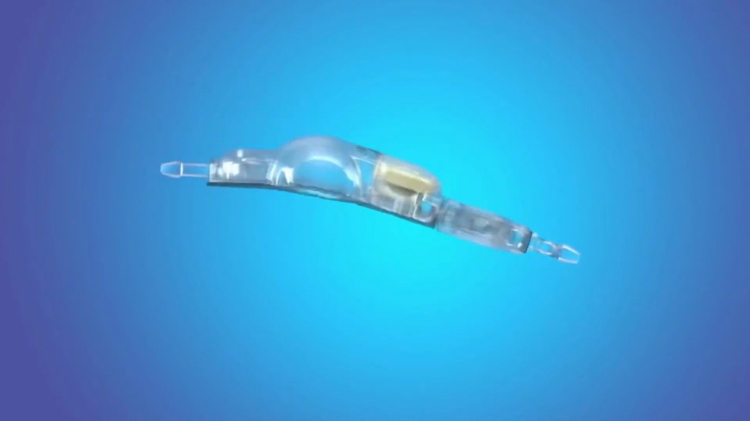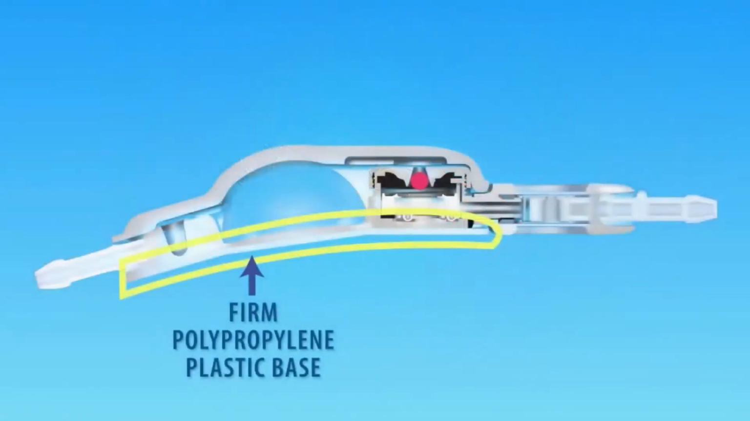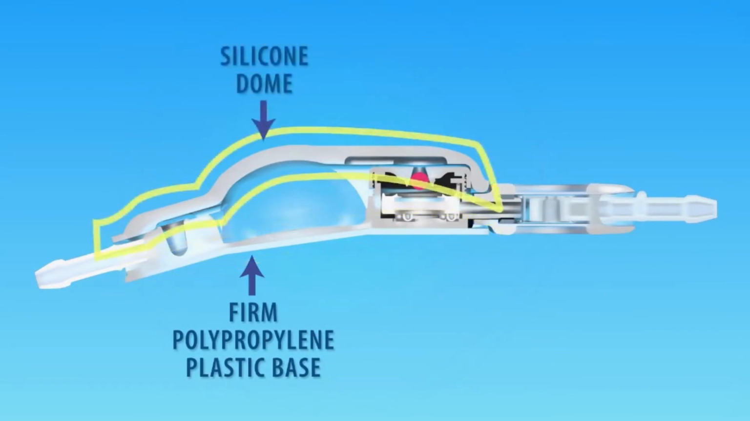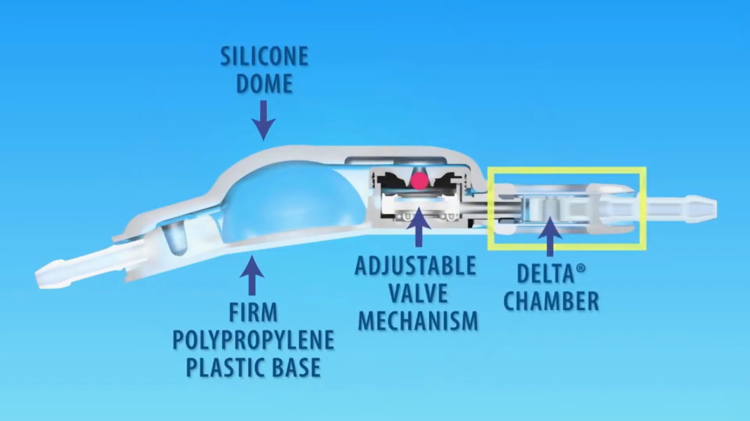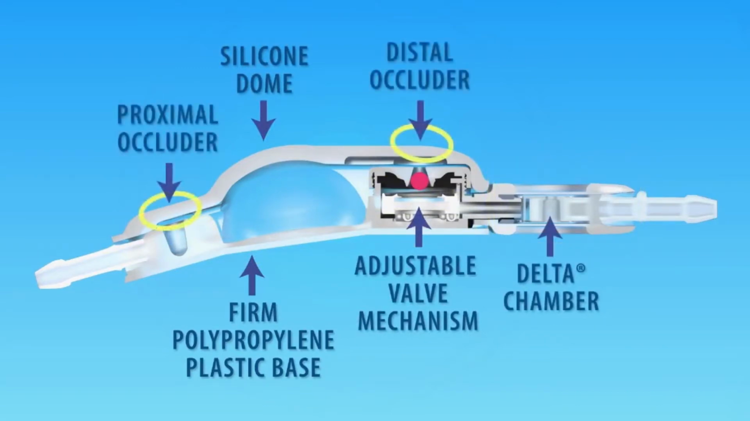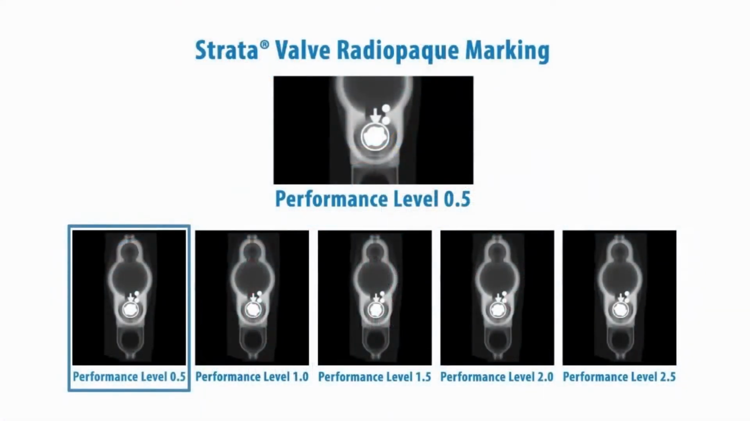The Medtronic Strata valve. The Strata valve consists of a firm plastic base, a silicone dome, an adjustable valve mechanism, and a delta chamber for siphon control. The Strata valve also has proximal and distal occluders for selective flushing. Additionally, the Strata valve has radiopaque markings to indicate flow direction and orientation of the valve in the X-ray image.